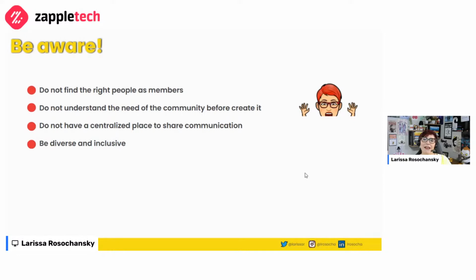Be diverse and inclusive, so everyone is invited. Everyone can invite everyone. This is really important, and always be open to feedback and always evolve as a community. If you understand that something is not working, you fail fast and you learn from it. And we do continuous improvement over and over and over again.